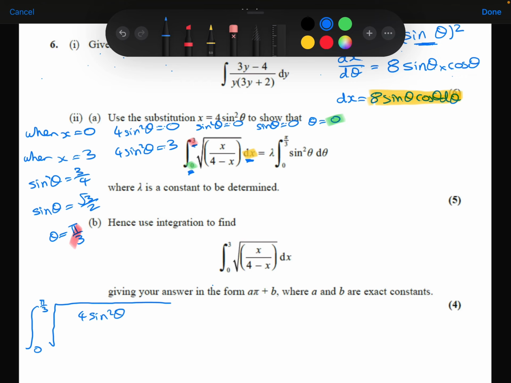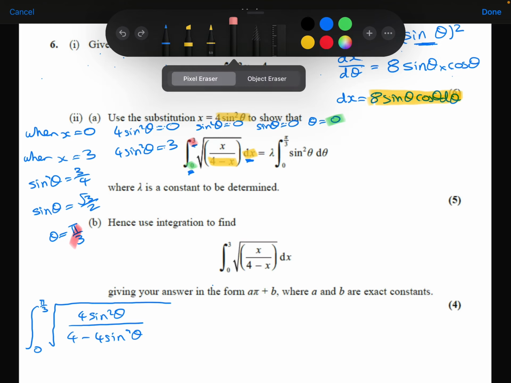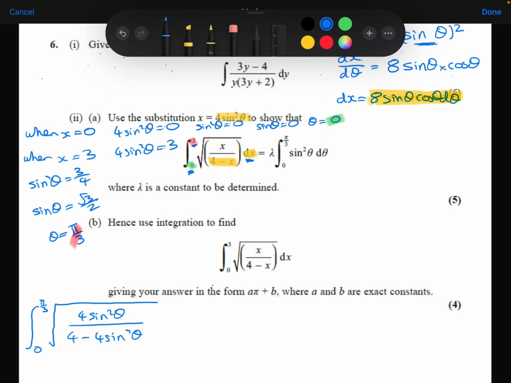So all I've done there is just swapped this x with the 4 sine squared. Then on the denominator, we've got the 4 minus x, which is going to be 4 minus 4 sine squared. And remembering that this still needs to be multiplied by the dx, which I'm replacing with 8 sine theta cos theta.